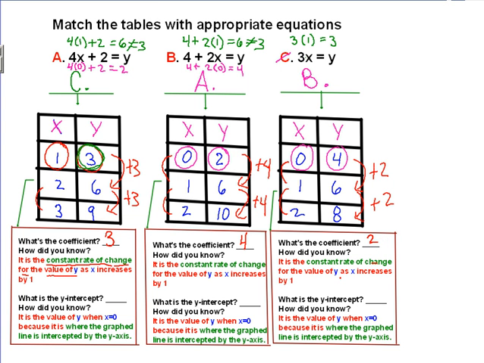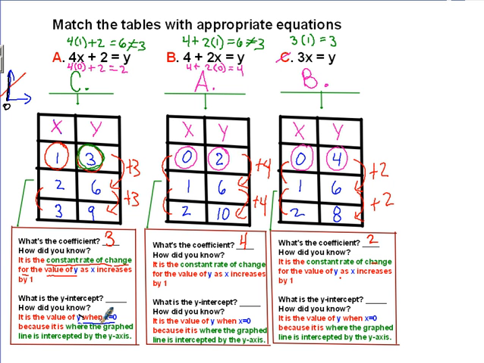Now we're going to go back and look for our y-intercepts. Remember that the y-intercept is the value of y when x is 0, because that is where the graphed line is intercepted by the y-axis. Just to sketch a picture of what I'm talking about, if we have a little graph and we want to know where a graphed line intercepts the y-axis, it will always be when x is 0 because that is on the y-axis. So to figure that out, I just need to look for the value of y when x is 0.